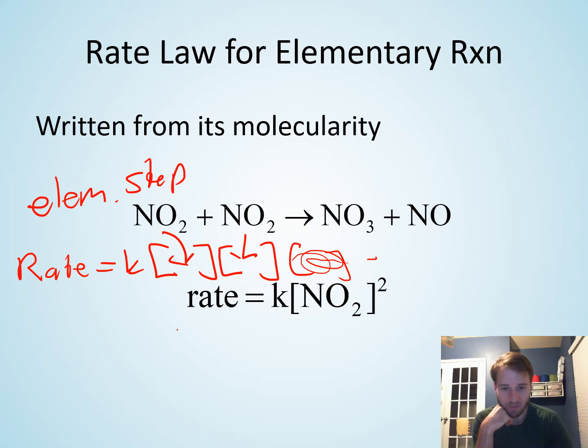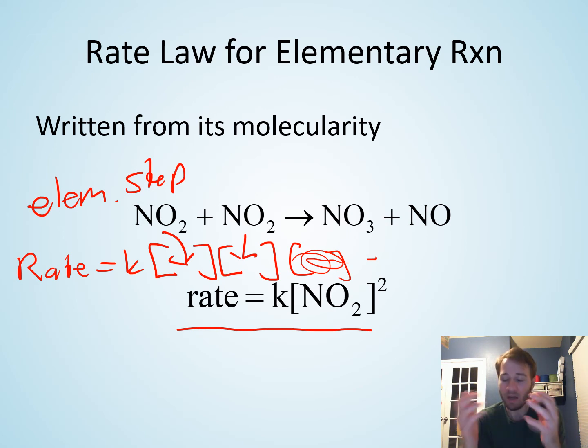And this simplified is just rate equals k times [NO2] squared. This is the rate law for this elementary step. We can write rate laws from elementary steps based on their molecularity because an elementary step tells you how things are actually colliding. I know for this reaction to occur, an NO2 has to hit another NO2, so it depends on the concentration of NO2 and the concentration of NO2, which gives us [NO2] squared.